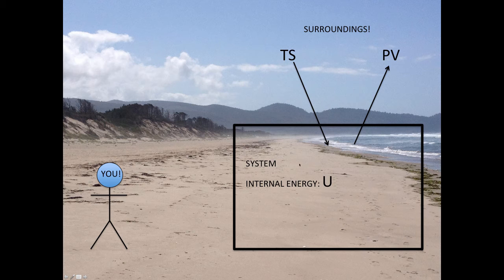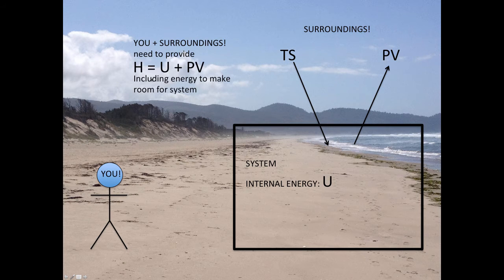Now, in order to create the system and make room for itself, you and the surroundings need to provide the internal energy plus the work done to make room for the system, U plus PV. So this is the total energy you and the surroundings must provide, and that's what we call the enthalpy. But the surroundings that are just sat there already provide an amount of heat, TS. So that's part of the necessary energy required to create the system and move the surroundings out of the way.